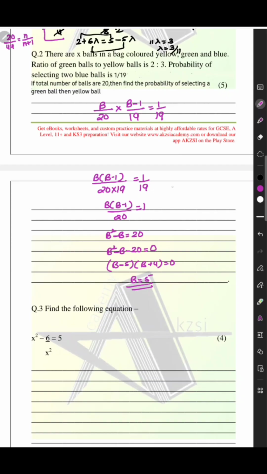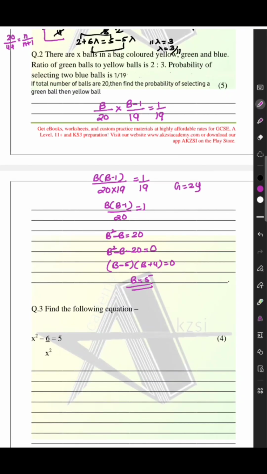This will give me easily the number of green and yellow balls, because the number of green balls is in ratio 2 and yellow is ratio 3. So the number of green balls is 2y and yellow will be 3y. That's how we can convert the ratios into numbers, by multiplying with a constant. And we know that green plus yellow plus blue, which is 5, equals the total number of balls. So 5y equals 15 and y equals 3.